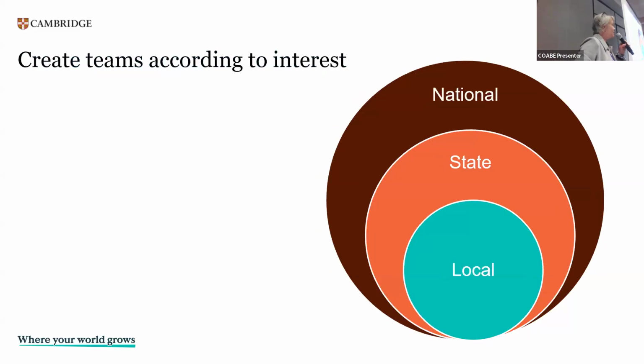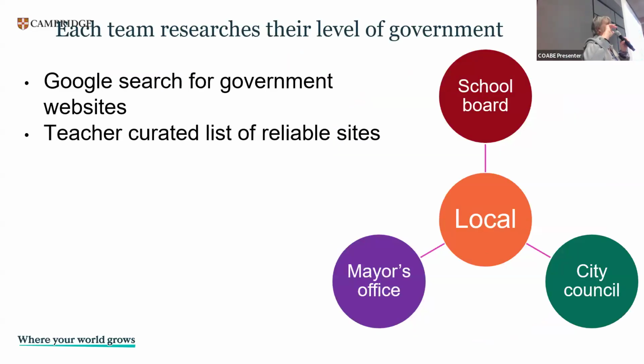Have students create teams about an interest. Do they want to learn about our local representation, our state, or our national representation? I would not just throw them out on the web. I would curate a list of local organizations, like the website for your local school board, the .org, .gov websites, so they don't go on a wild goose chase. So I'd give them a teacher-curated list of reliable sites.